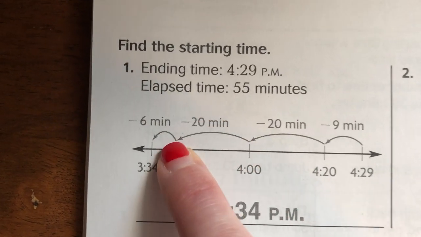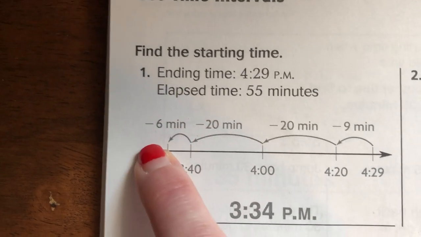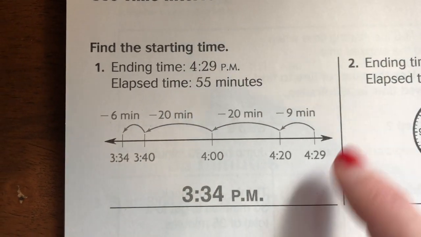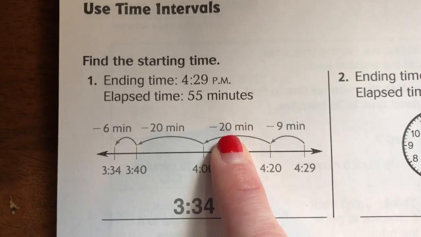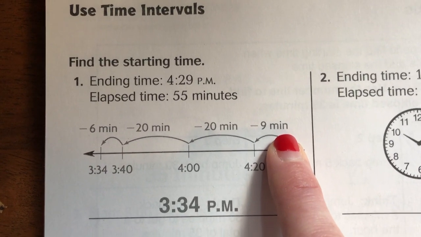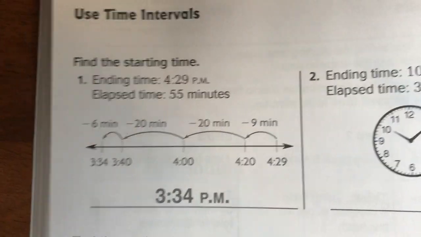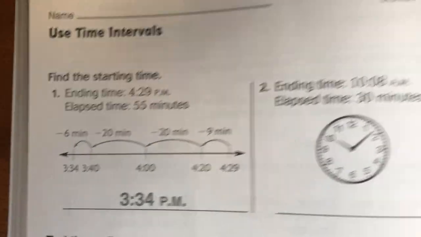Then they took away another 20 minutes, which gave 3:40. And then they took away 6 minutes. So if we add this all up, it should equal 55. Okay, I'm going to add my big numbers first. I have 20 plus 20 gives me 40. 6 plus 9 gives me 15. And 15 plus 40 would give me 55. So we have to use a lot of our math skills to figure these out. These are tough.